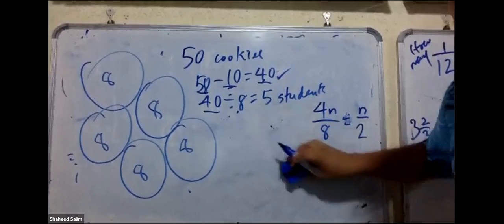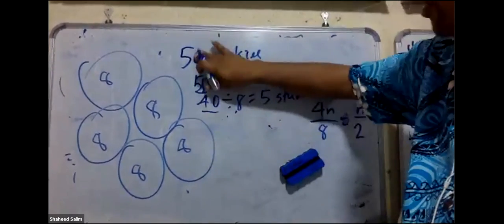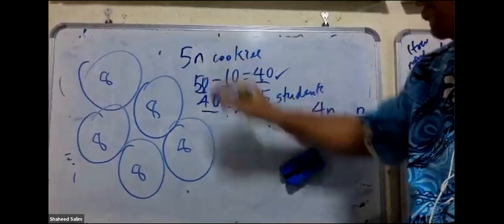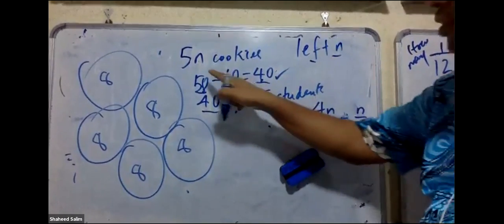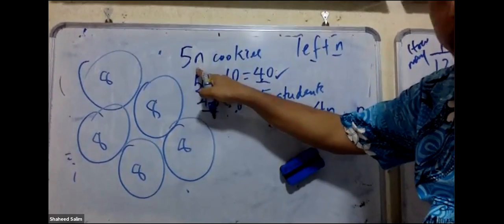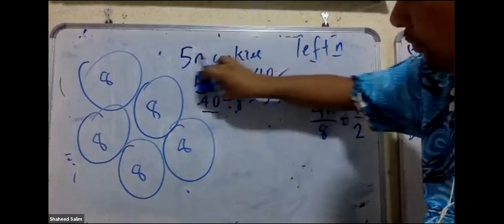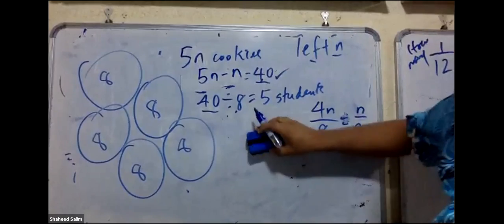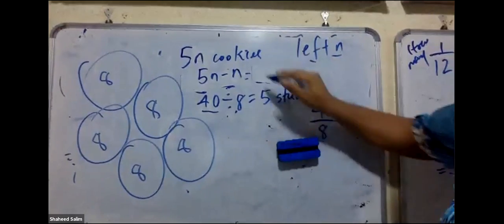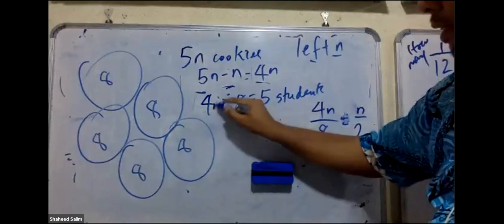So we go back to this question. At first, he had 5n, and he is left with n. So what are the steps? Take the number of cookies at first minus what is left. So 5n minus n, you get 4n. Then divide the answer by 8. So 4n divided by 8.